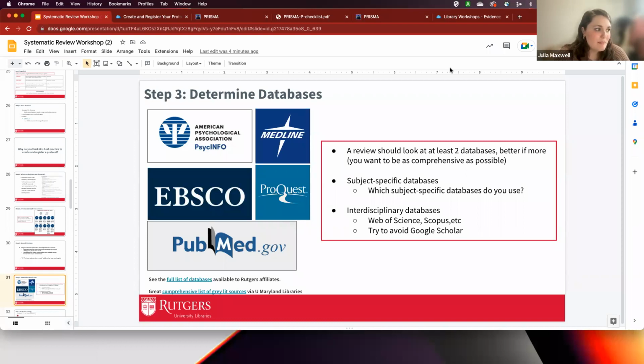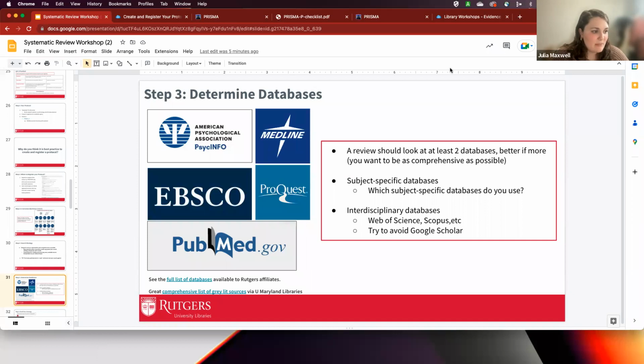And then pull from an interdisciplinary database. The two that we have available to us at Rutgers are Web of Science and Scopus. Web of Science and Scopus are both great. And the reason that it's good to pull from an interdisciplinary database is because there might be literature outside of your field that pertains to what you're looking at.